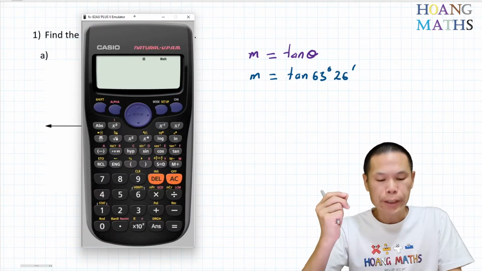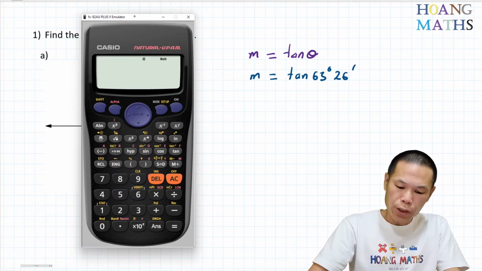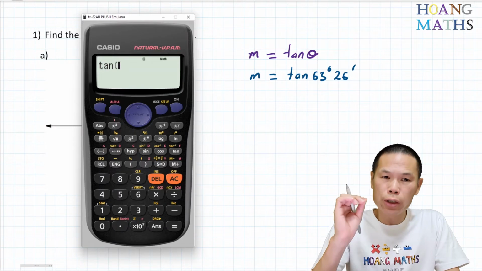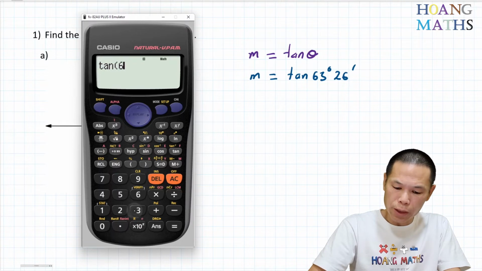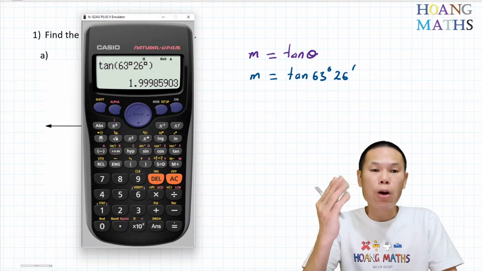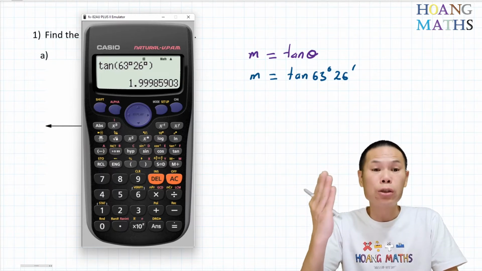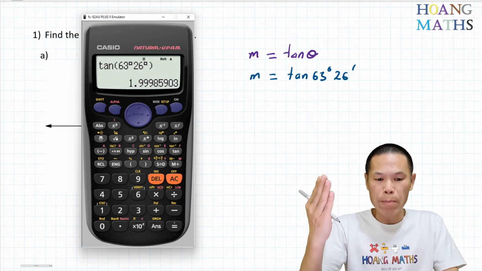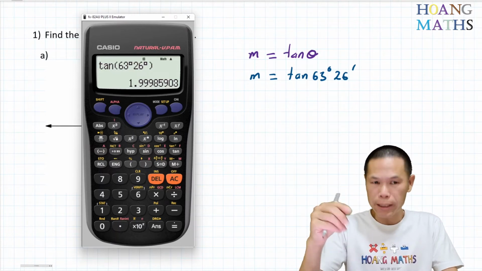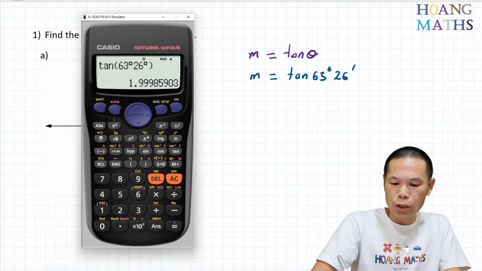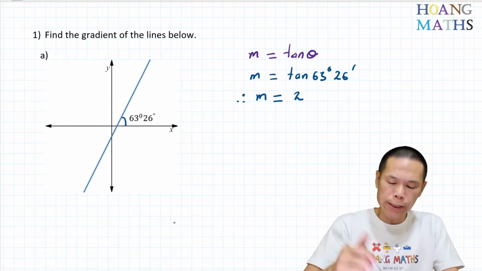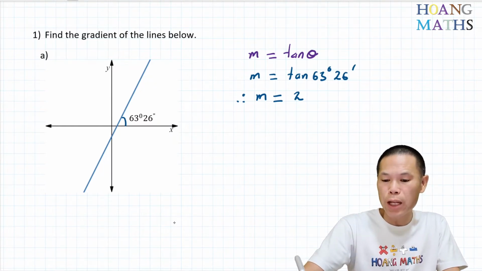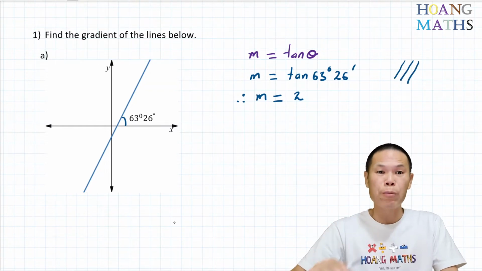What I do now is put that on a calculator. Make sure your calculator is on degree mode, okay? Just keep that in mind. So tan of 63 degrees and 26 minutes, close bracket. There you go, 1.9998 and so on. We just round to a whole number, which gives 2, or to 2 decimal places gives 2.00. Therefore, m is equal to 2. You can see that the gradient is positive because the line goes this way. Please keep that in mind for me.